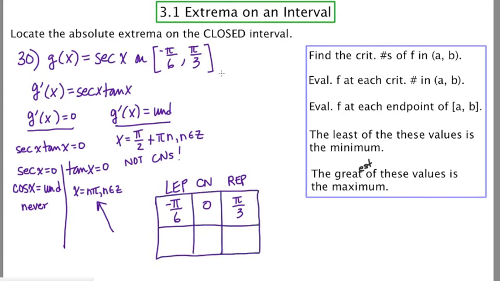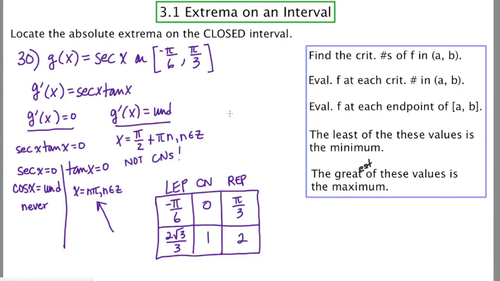So if I go to the original problem, the secant of negative pi over 6 is like the secant of negative 30 degrees. That puts us in the fourth quadrant, so the answer is going to be positive, and I think it's going to be 2 root 3 over 3. The secant of 0 would be, let's see, 1. And the secant of pi over 3 is 2. So now the question is, who's bigger, 2 or 2 root 3 over 3?